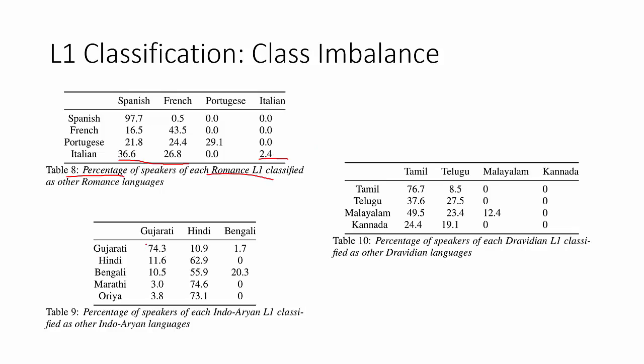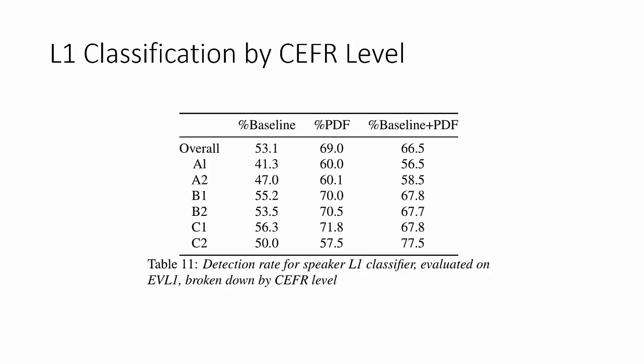And then over here, a similar thing occurs in the Indo-Aryan languages, so a bunch of languages in northern India. Gujarati is pretty good, but then Marathi gets classified as Hindi the majority of the time. And then the last table is Dravidian languages, which is another group of Indian languages that are different from this group of Indian languages, but a similar thing occurs here.